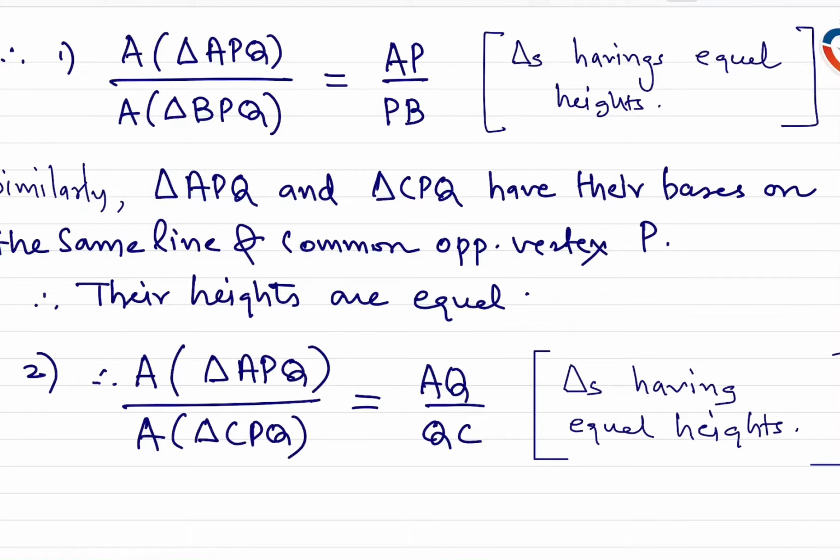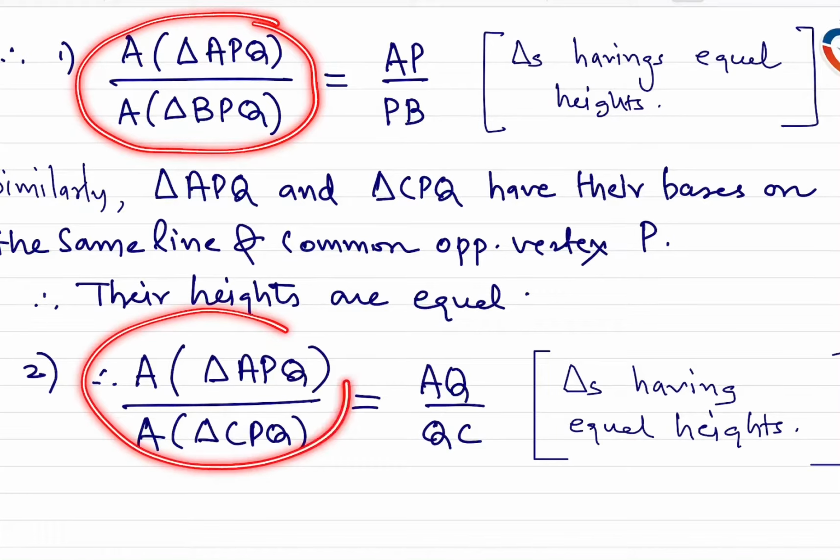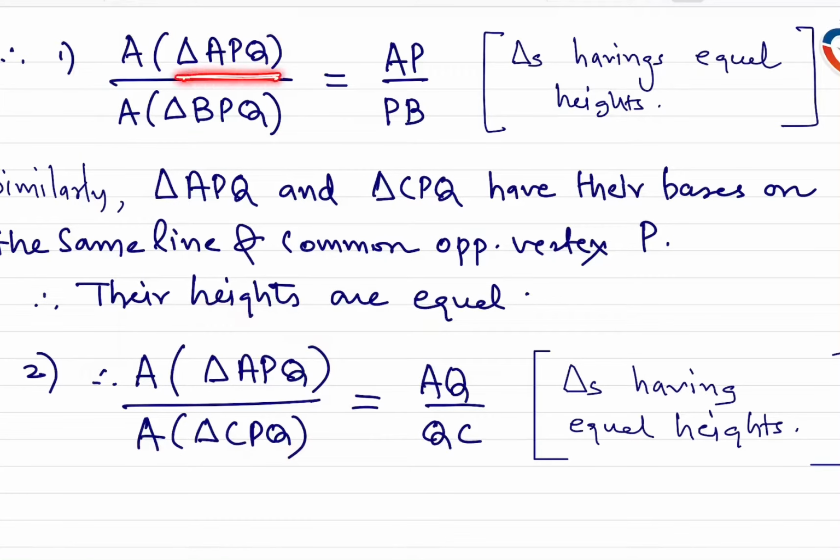Now for equation 1 and equation 2, check the left hand sides. You can see the numerators are the same, right? APQ, APQ. Now think of how you will make the denominators the same so that you get the answer. You want triangle BPQ to be equal to triangle CPQ, right?